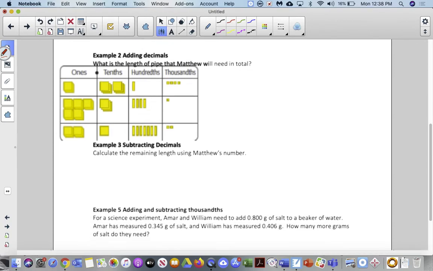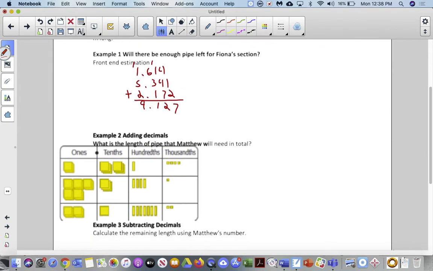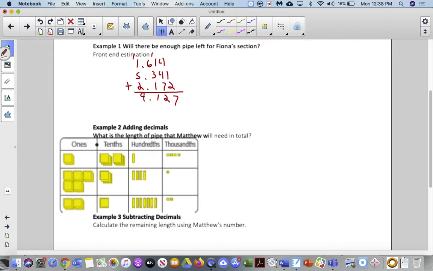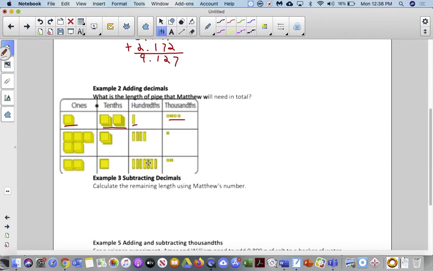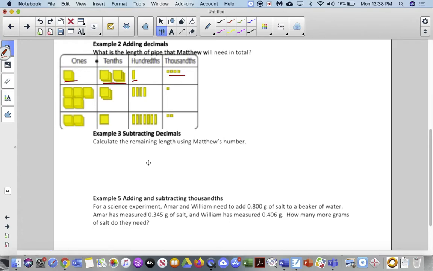What is the length of pipe that Matthew will need in total? So how we represent this is we see this 1 here, well, 1 there. 6 here, 6 tiles right here. 1 here, 1 here, 4 here, 4 here. So this is how you solve using tiles, and I have them in my class if you would like to use them. So I just drew diagrams. What is the length of pipe that Matthew will need in total? We already know this answer, but we're trying a different method here. Okay? All right.